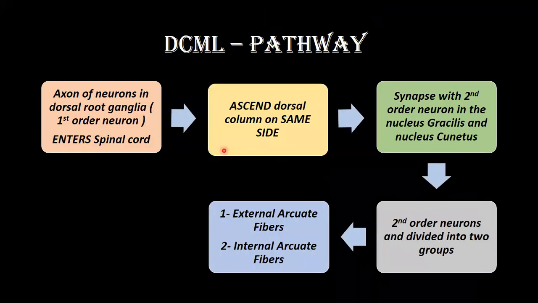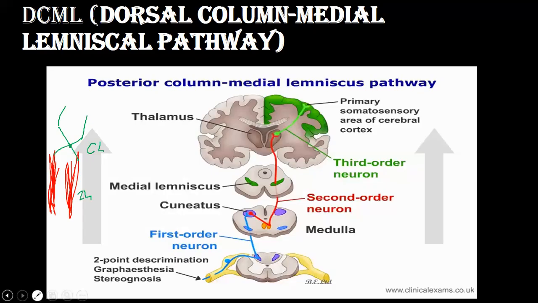The pathway which we have studied is that axons of neurons in the dorsal root ganglia, the first order neuron, enter the spinal cord. Once it enters the spinal cord, it ascends through the dorsal column on the same side. We see on the same side it is going. Then it synapses here. You can see here this point of synapse.